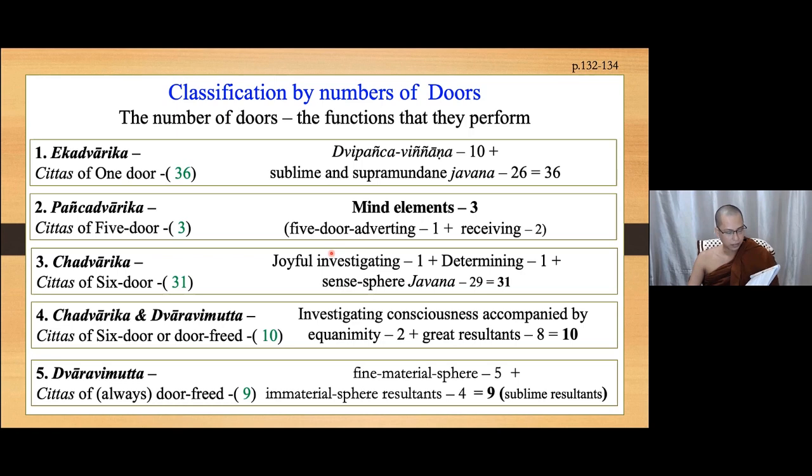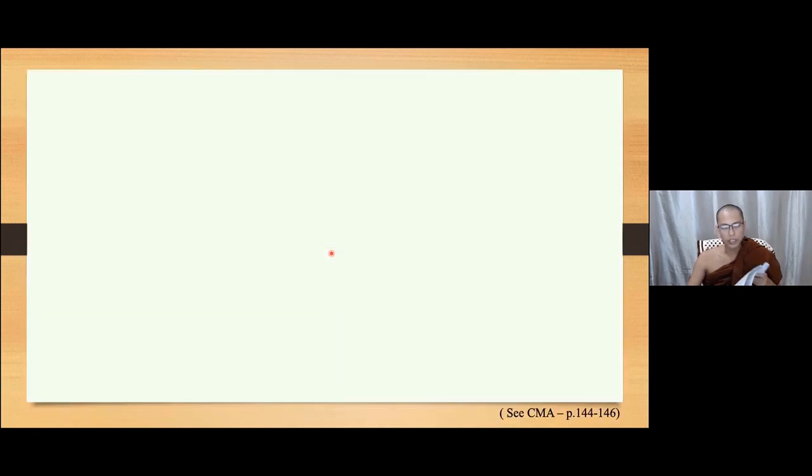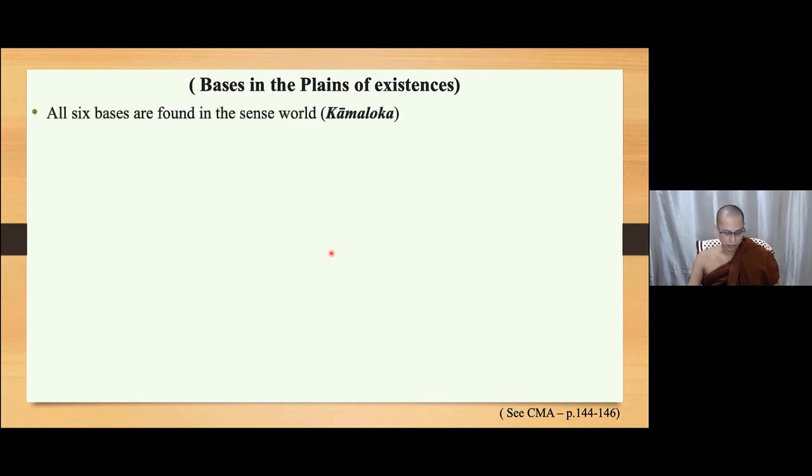This is what we need to know in the compendium of doors. Then let's continue with the compendium of bases. We already counted the 6 bases: Cakkhuvatthu, Sotavatthu, Ghanavatthu, Jivhavatthu, Kayavatthu for the former 5, and the last one, Hadayavatthu, refers to the heart base. Then at the beginning, Abhidhammattha Sangaha analyzes the bases according to the plane of existence.